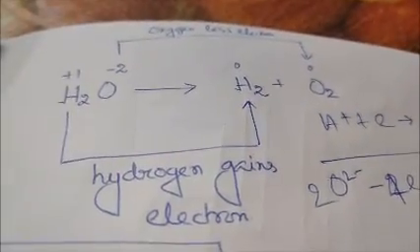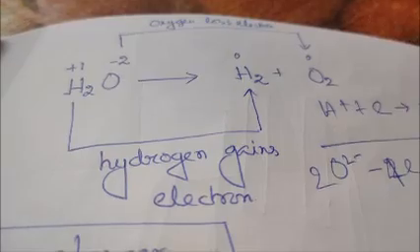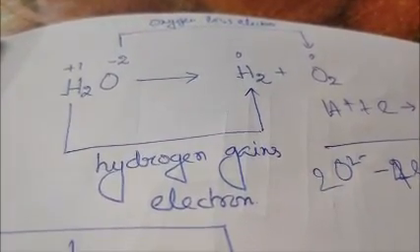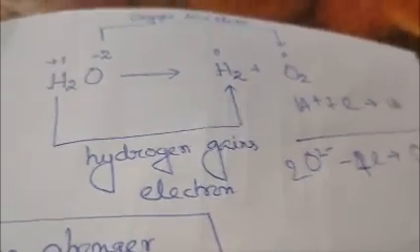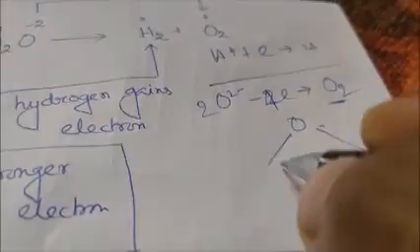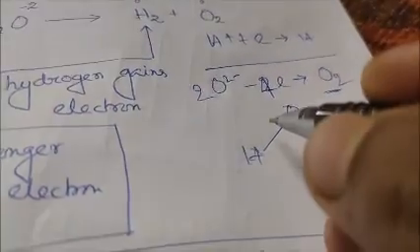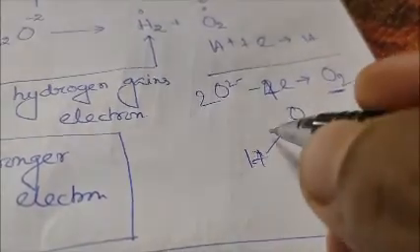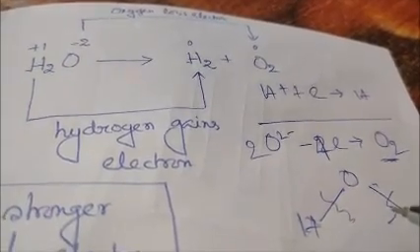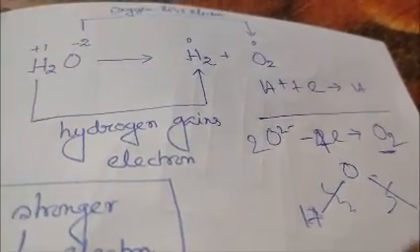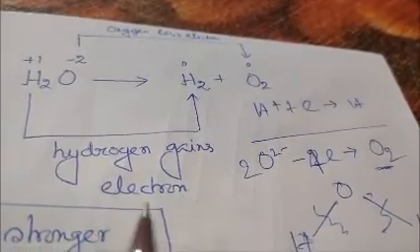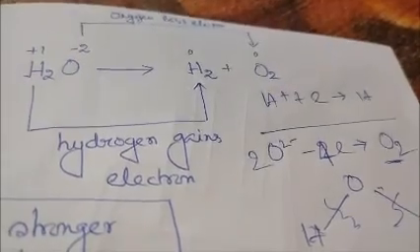So this is a process where electrons are being exchanged between oxygen and hydrogen, and by this process the bonds between hydrogen and oxygen, because we know the structure of water is like this, so these bonds are being broken. These bonds are being broken with the help of electricity. Now what is happening here is that hydrogen is gaining electrons and oxygen is losing electrons.